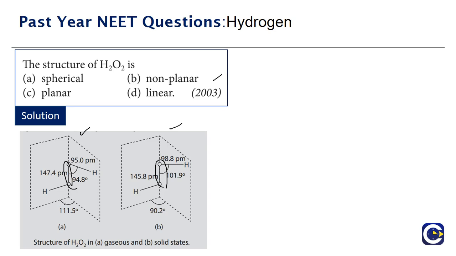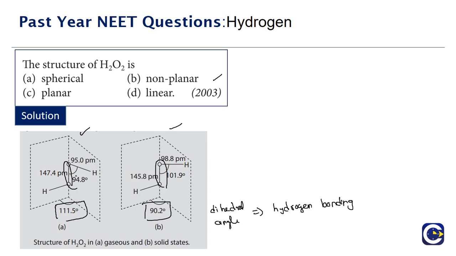The angle between the two planes in the gaseous state is 111.5 degrees, which is reduced to 90.2 degrees in the solid state. This angle is basically called the dihedral angle. The reason why the dihedral angle reduces in the solid state is because of hydrogen bonding. So hydrogen bonding is the reason why the dihedral angle is reduced from 111.5 degrees to 90.2 degrees when we look at the structures between the gaseous state and the solid state.